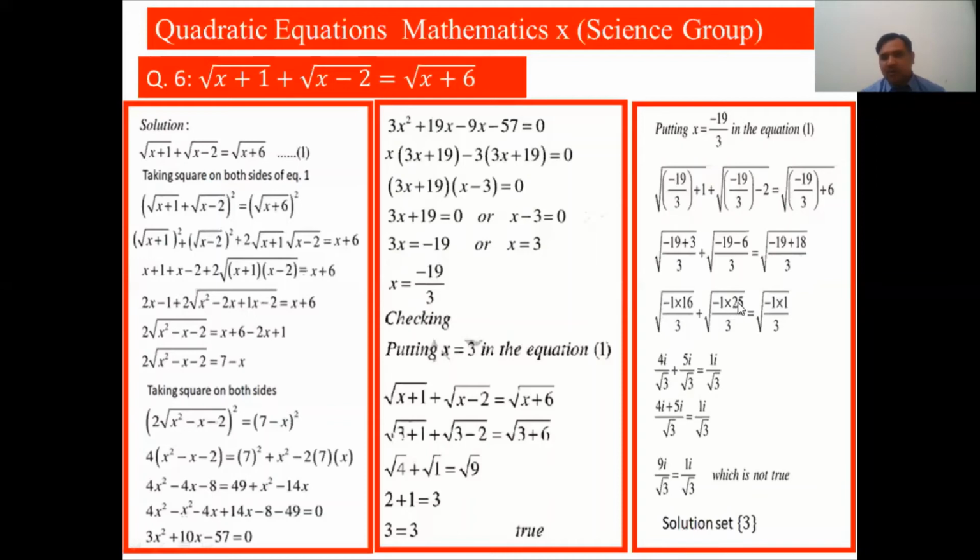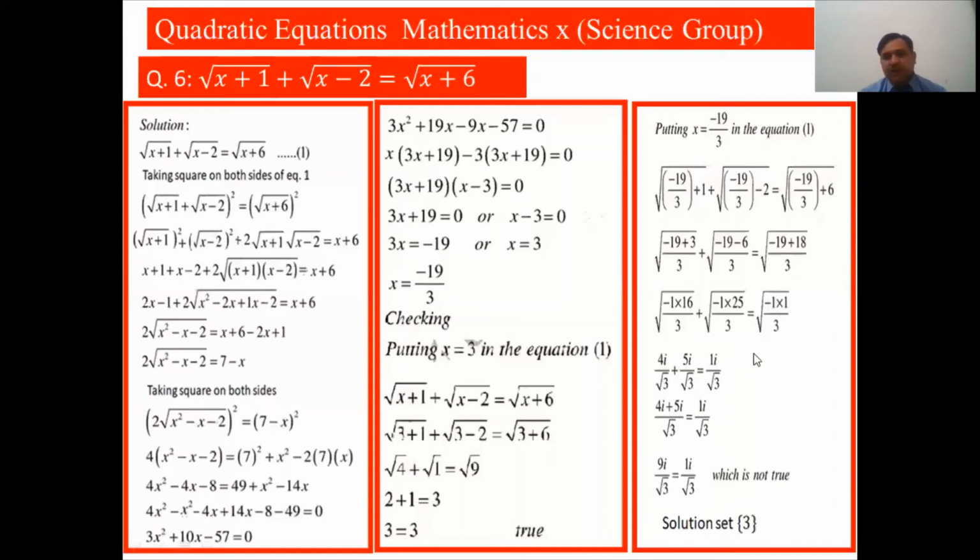Here this is 25, and minus 1 is iota square, so 25 iota square can be written as 5 iota, and this is square root of 3. Here iota square, minus 1, can be written as iota square, so this can be written as 1 iota with square root of 3. So when we add these two terms, we have 9 iota by square root of 3, and this is equal to 1 iota divided by 3, or iota divided by square root of 3. So you can say that this is not true.